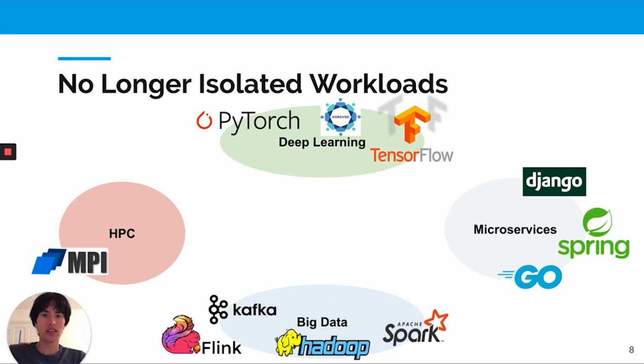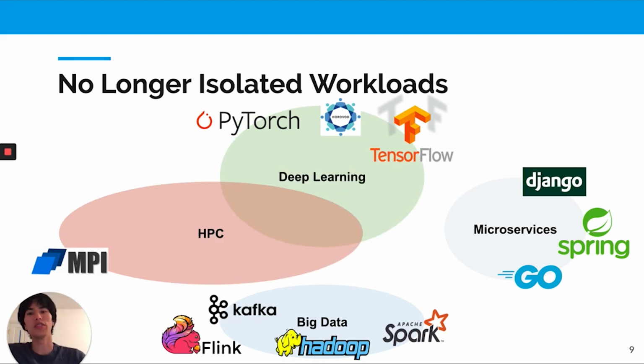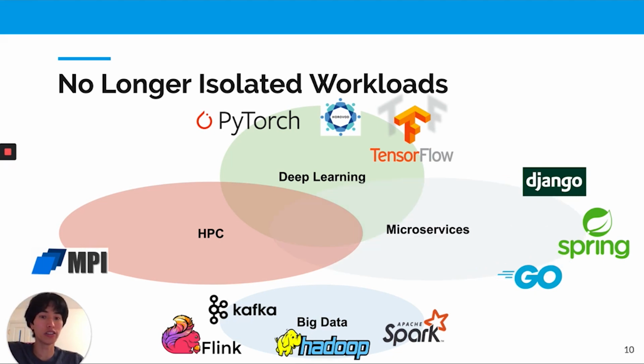And that's great. But what we're seeing now is that these applications are starting to overlap. So you have, for example, reinforcement learning, which combines deep learning and training models with high performance computation and large-scale simulations. You also have online learning, right? Where you have applications that are continuously interacting with the real world, learning from that experience, and then taking actions in the environment.